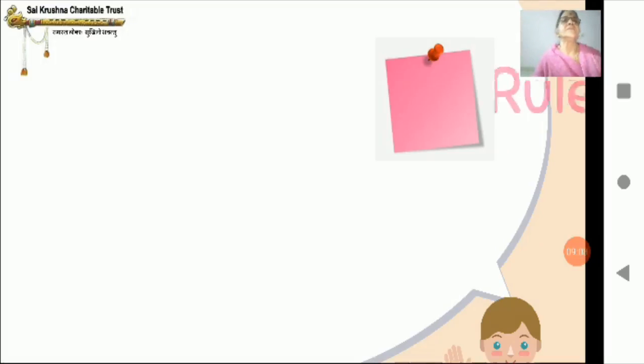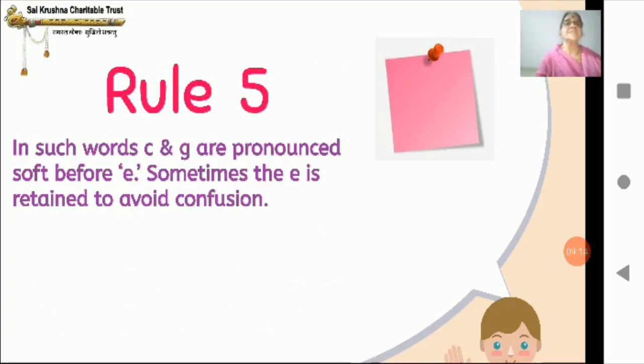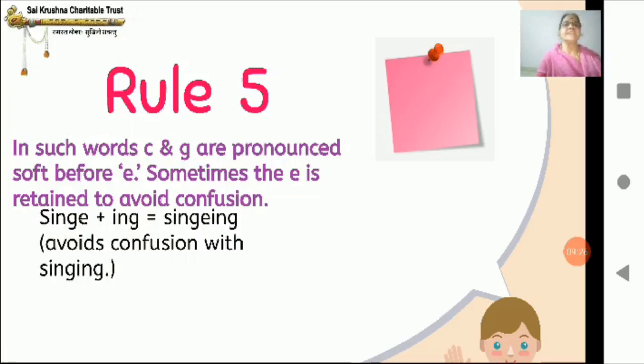All right. We proceed with rule 5 again, which says in such words, C and G are pronounced soft before E. Sometimes the E is retained to avoid confusion. Okay, so let's see that now. Singe plus ing, S-I-N-G-E is equal to singeing. It avoids confusion with singing. S-I-N-G is sing. Now if I say S-I-N-G here also, the meanings will be confused. So in order to avoid confusion, what is singeing?